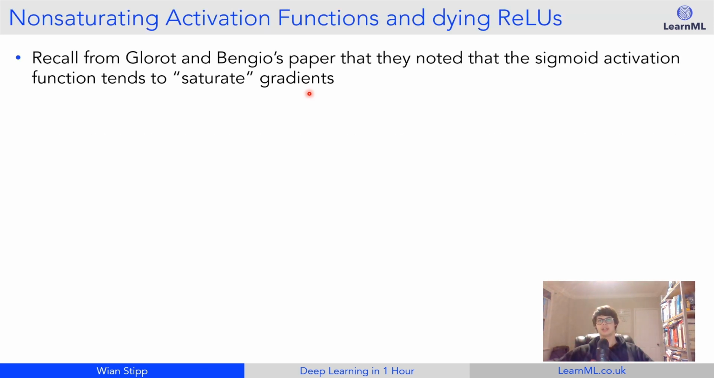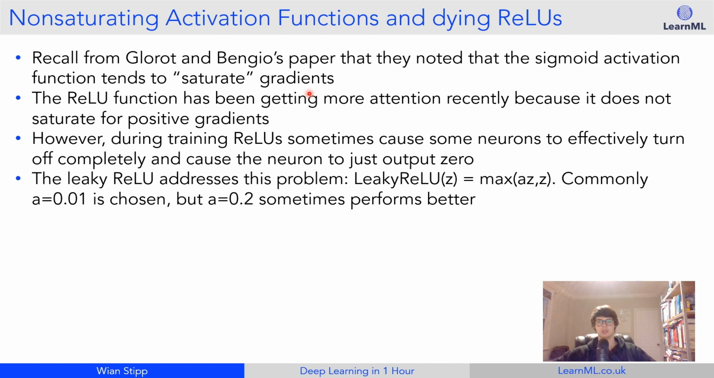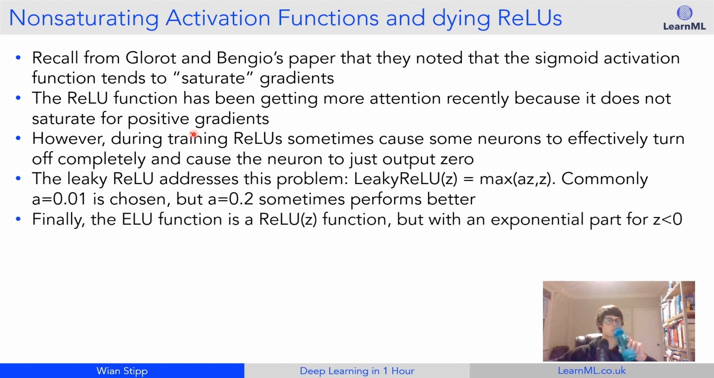So non-saturating activation function. We've talked about that. The model might not be able to learn with a sigmoid activation function because of this 0 gradient problem. So the ReLU activation function doesn't have this problem. However, you get this thing called dying ReLUs where the neurons just output 0 all the time, and that's not useful either. So the leaky ReLU addresses this problem because it has a non-zero gradient everywhere. However, ELU is actually slightly better.